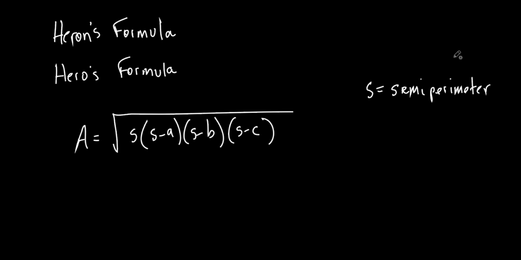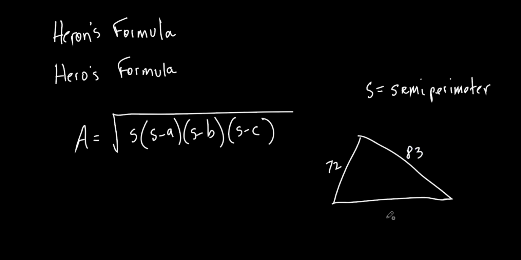So this S is the semi-perimeter. The A, B, and C are the sides of a triangle. So here's what they're going to give you. I'll just do it sloppy and fast. Here we go. This is 72. This is 83. This is 95. And I want to find the area of this triangle without doing what we did before. We could do what we did before, but that was too long. This is one simple little formula, and we can find the area of it super easy.